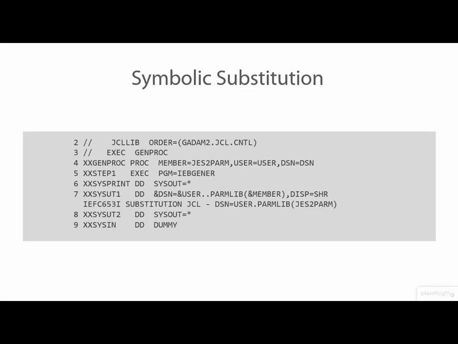In this example, you can see we've gone a step further by adding a variable to the keyword itself, so that the symbolic DSN is substituted with the value DSN. So what we have is the substitution showing DSN equals user.parmlib and jes2parm as the member that's being referenced. Now this is kind of an extreme example, but it illustrates the power of symbolics.